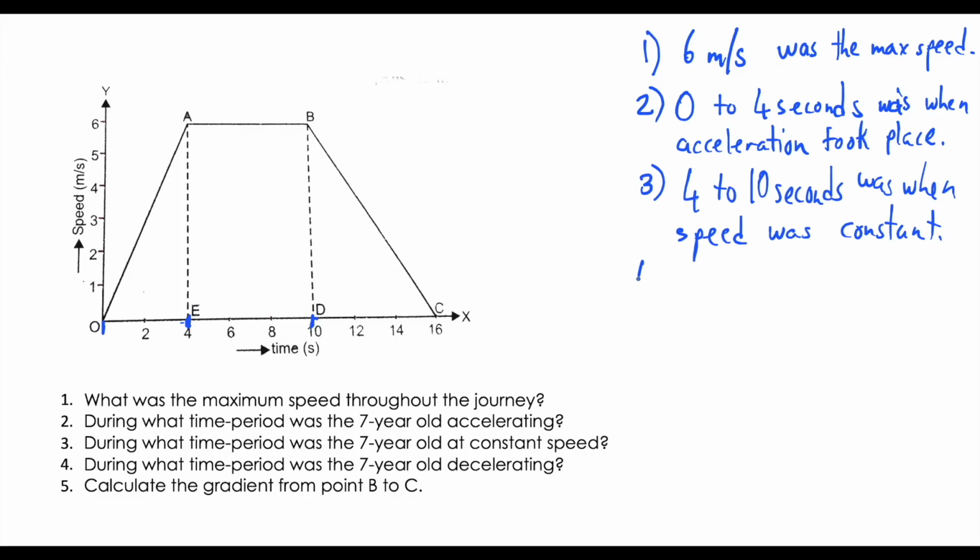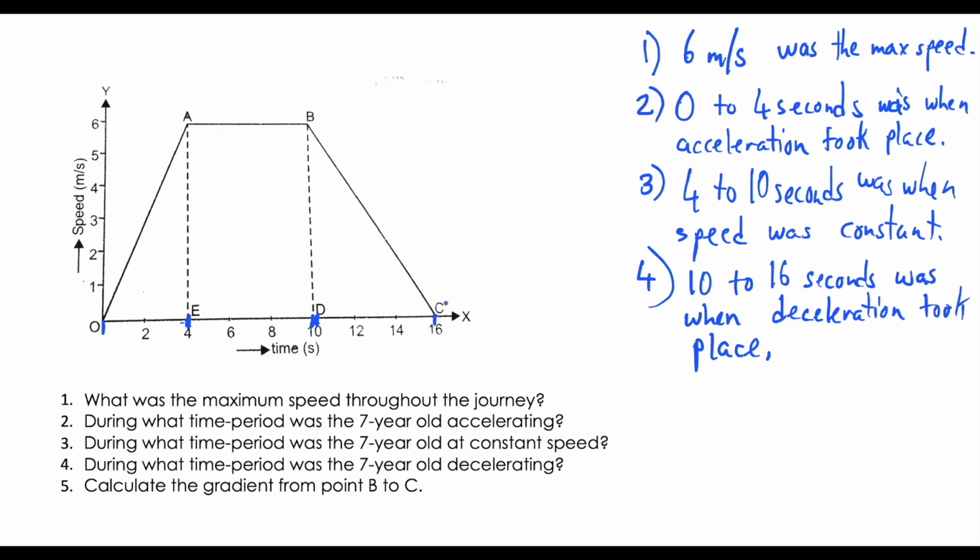So the next one says, during what time period was the 7-year-old decelerating? So deceleration means that it was slowing down. So as you can see here, we are seeing it coming down. So that means the speed is slowly coming down from 6 straight down to 0. So that time period is from 10 seconds to 16 seconds.